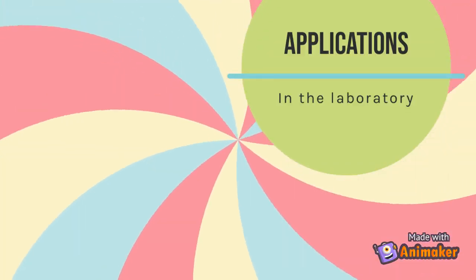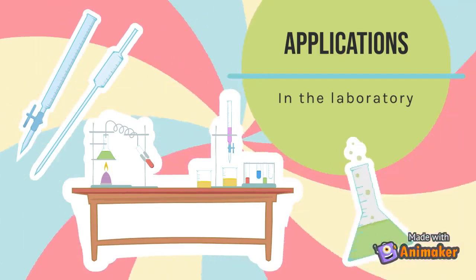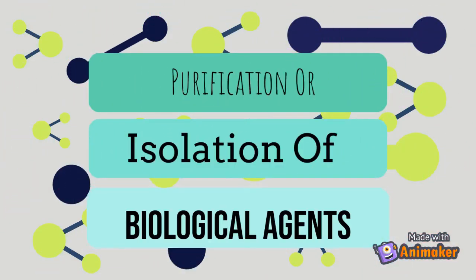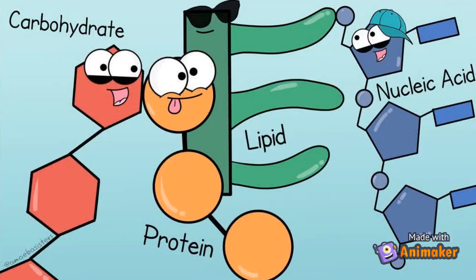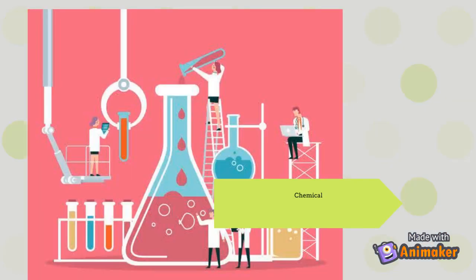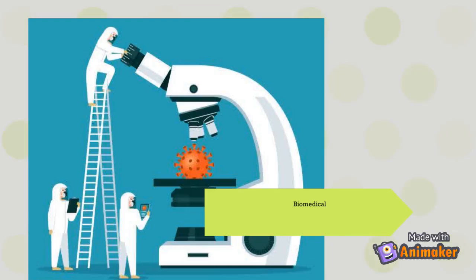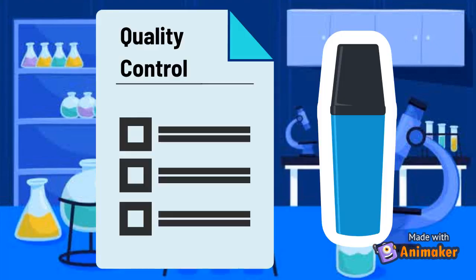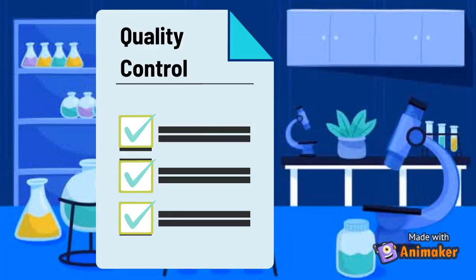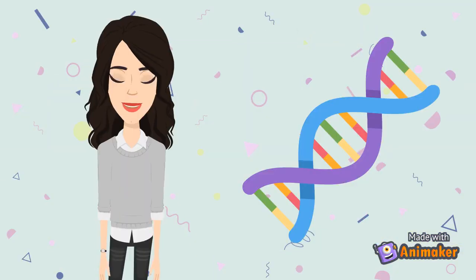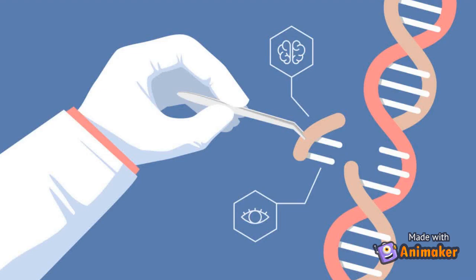Affinity chromatography has numerous applications in different fields. Its growing importance and popularity as a tool for purification or isolation of biological agents has generated a major application in pharmaceutical, chemical, and biomedical industries. As a valuable tool for the study of enzymes and proteins, it is frequently used for separation and quality control of biological samples. It is also used in the field of genetic engineering for gene therapy and gene identification.